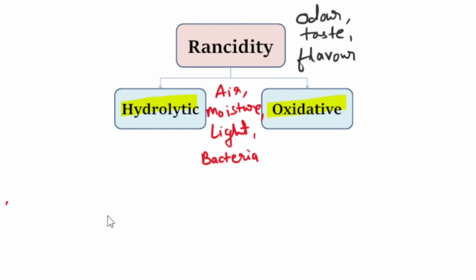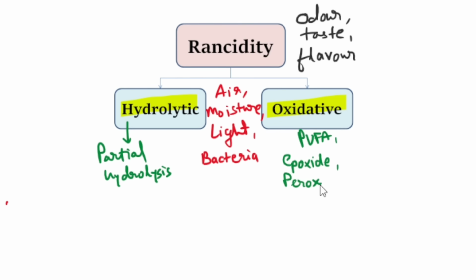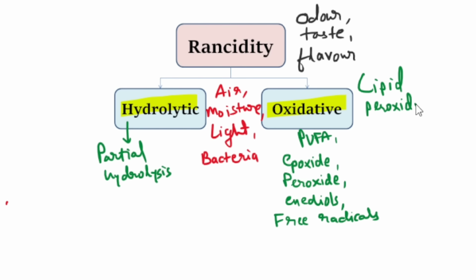Hydrolytic rancidity is due to partial hydrolysis of triacylglycerol molecules due to traces of hydrolytic enzymes present in naturally occurring fats and oils. And oxidative rancidity is the result of partial peroxidation of polyunsaturated fatty acids with resultant formation of epoxides, peroxides, aldehydes, and free radicals which can damage cell membranes. Lipid peroxidation is a chain reaction. We will make a dedicated video on lipid peroxidation.